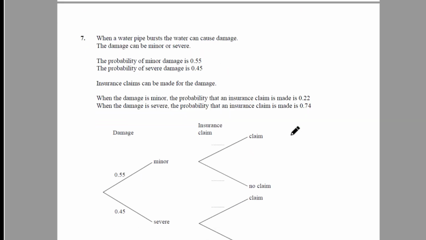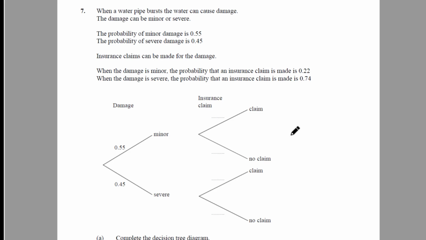Now let's look at question 7. Complete the tree diagram. Minor damage is 0.55. Probability of severe damage is 0.45. Insurance claims can be made.